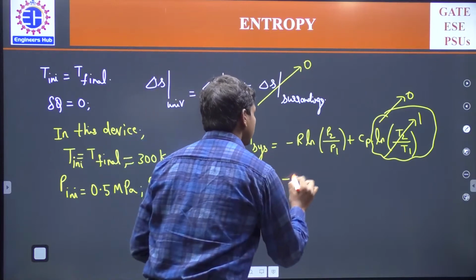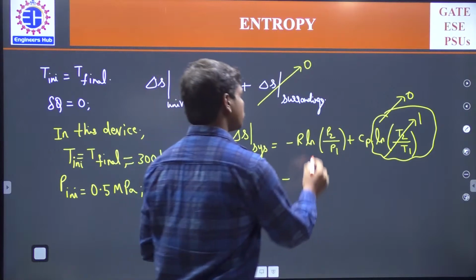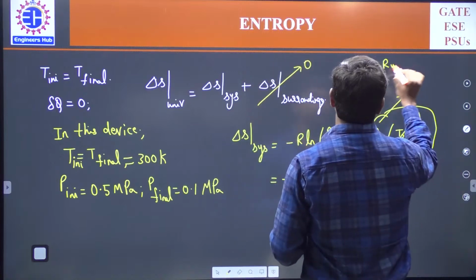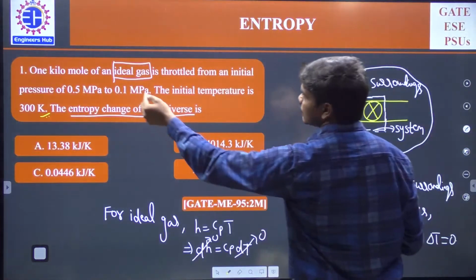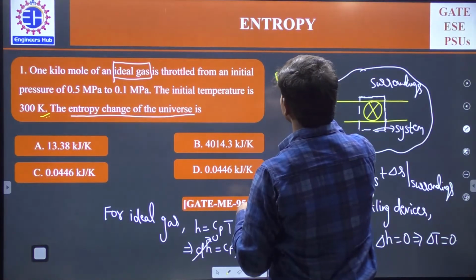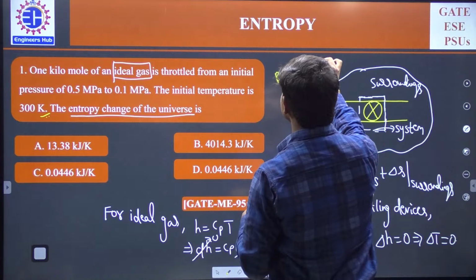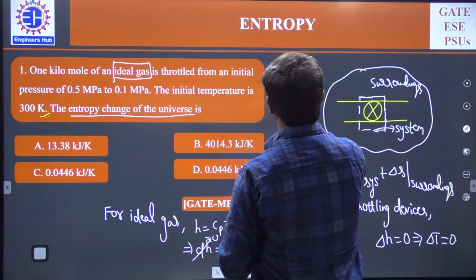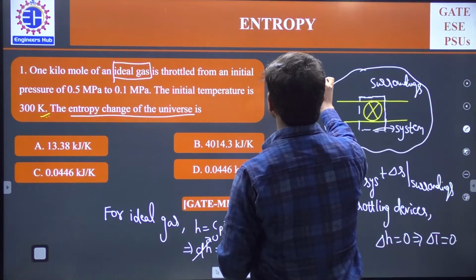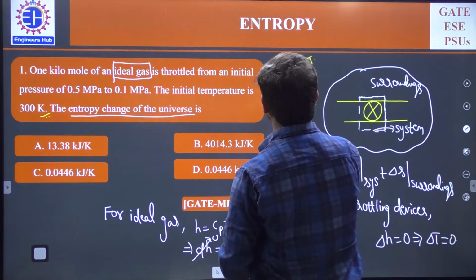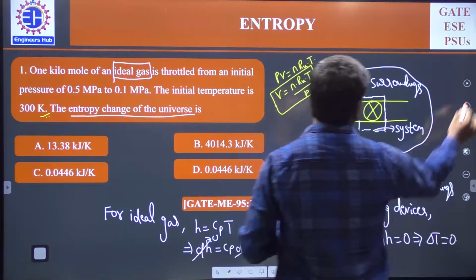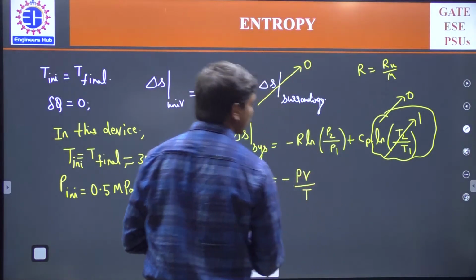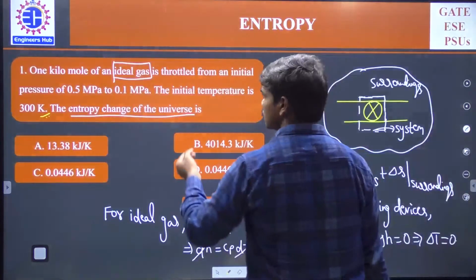Now, minus R. In place of R, can we write R is equal to RU by molecular weight? It's given as 1 kilomole, so it's given in moles. If you apply PV is equal to N RU into T, with pressure and initial temperature, you can find the volume, because N is known, RU is known, and temperature and pressure at initial conditions are known to you. So you can write the volume. If you take the R value, R is nothing but PV by T, of course if you are dealing with kilojoule per kg at the end.